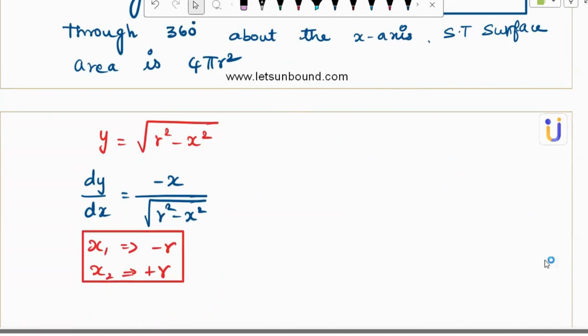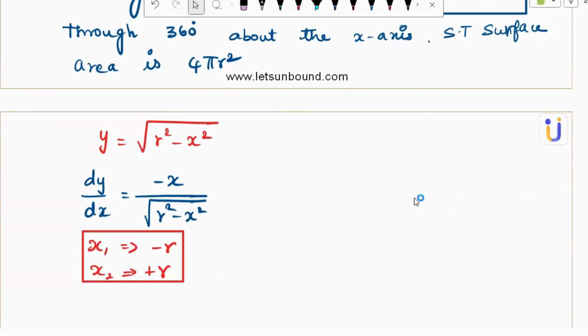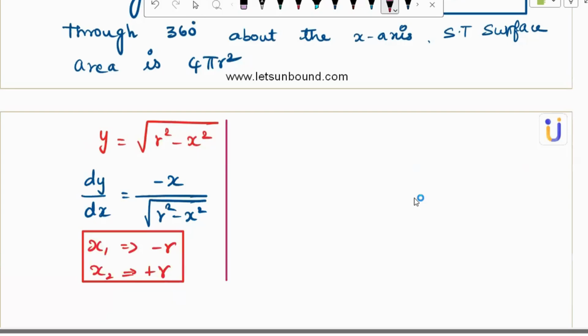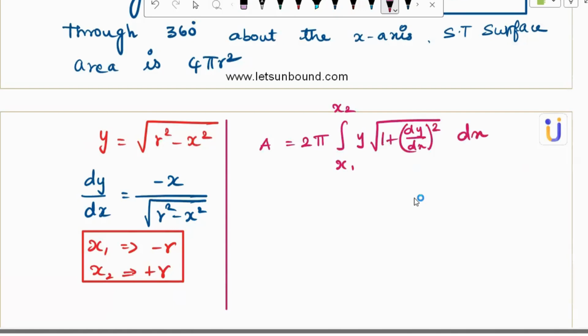And that's it. Let's write the formula. It is given, so we have to use it. So that is the integral A is equal to 2 pi integral x1 to x2 of y into square root of 1 plus dy by dx the whole squared dx. Let's start substituting over here.